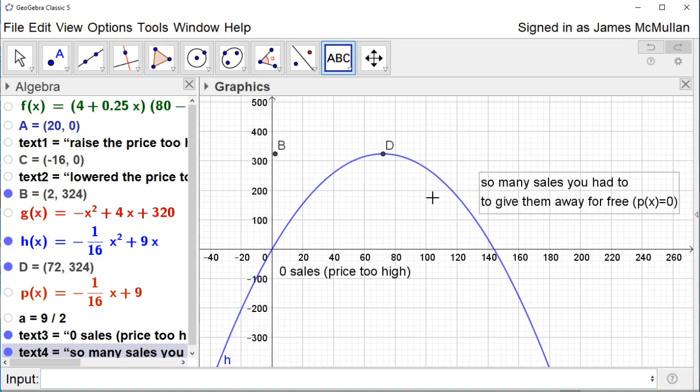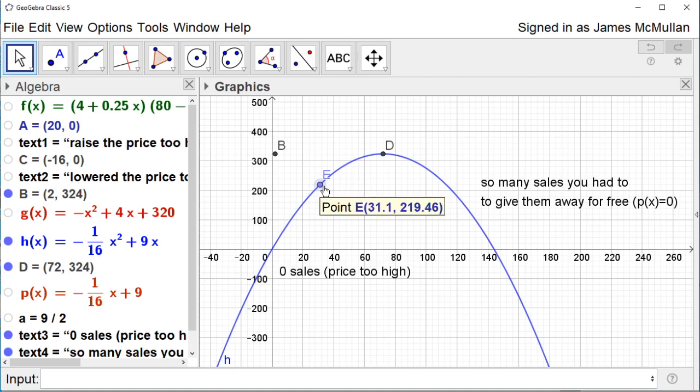Again, here you have 0 sales, and here you're charging nothing, and you can find your maximum in the middle. So if my company is at point E, let's say, what should I do? Should I raise the price or lower the price? A company in point E's position is selling too few, which means they need to lower their price to sell more stuff and get closer to this vertex.